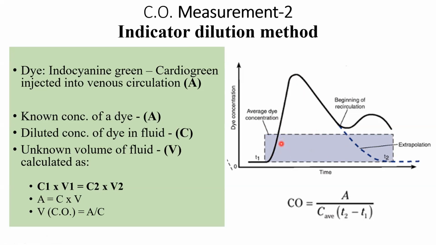And why are we harping about this diluted concentration or this area under the curve? Because this will reflect our cardiac output. This will reflect the cardiac output because this is where indirectly the dye got diluted by the blood, by the moving blood. So how much did the blood move to dilute this finite amount of dye over time will reflect the cardiac output. Okay. So I'll say it again another way.